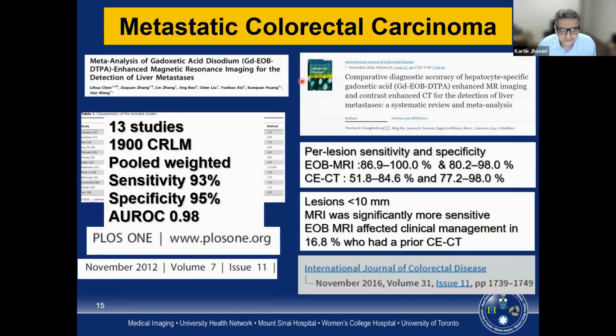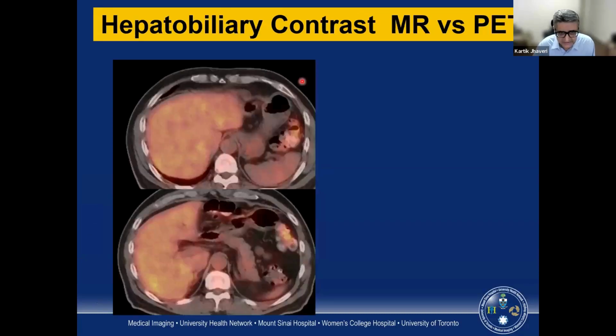So there is a lot of data showing the utility of gadolinium EOB-DTPA in the setting of resection for colorectal metastases. And this is just a meta-analysis, which is getting long in the tooth. About 12 years ago, there were 13 studies showing that in approximately 19,000 colorectal liver metastases, this contrast had a sensitivity and specificity of greater than 93% with an area under the curve of 0.98, and no other modality has matched this. This is in reference to CT scan in that particular group of studies.